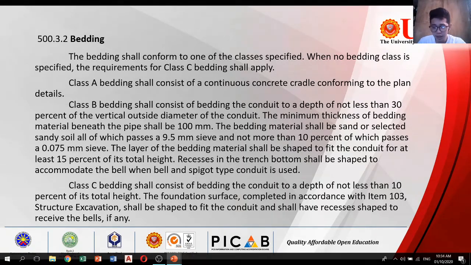Class C bedding shall consist of bedding the conduit to a depth of not less than 10% of its total height. The foundation surface completed in accordance with item 103, structure excavation, shall be shaped to fit the conduit and shall have recesses shaped to receive the bells, if any.